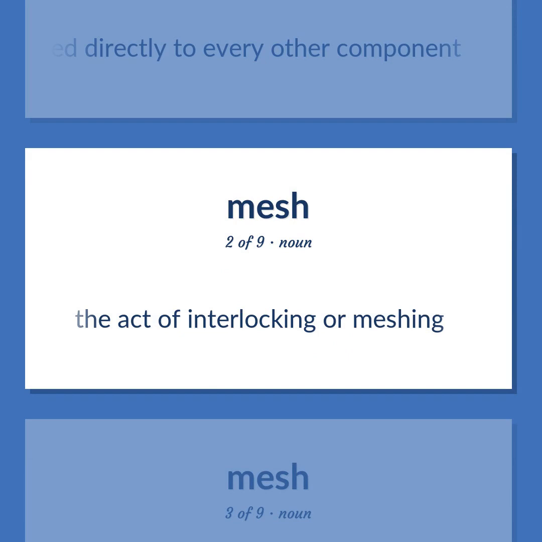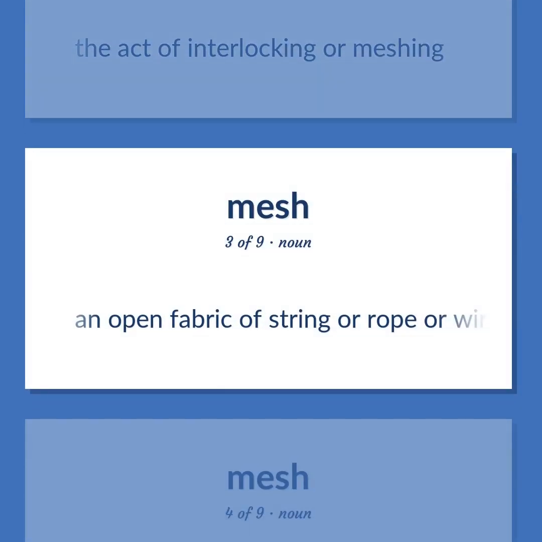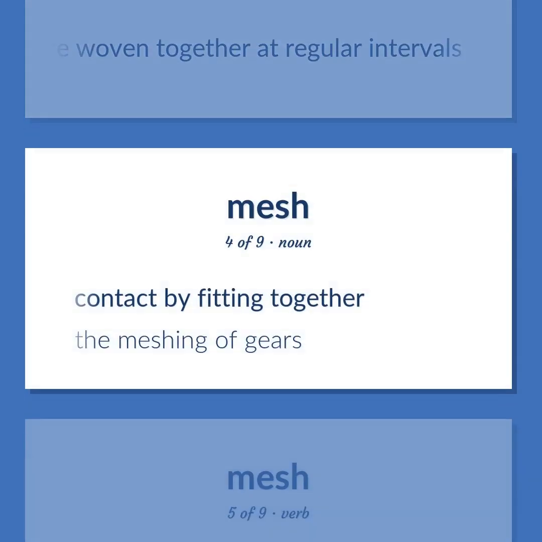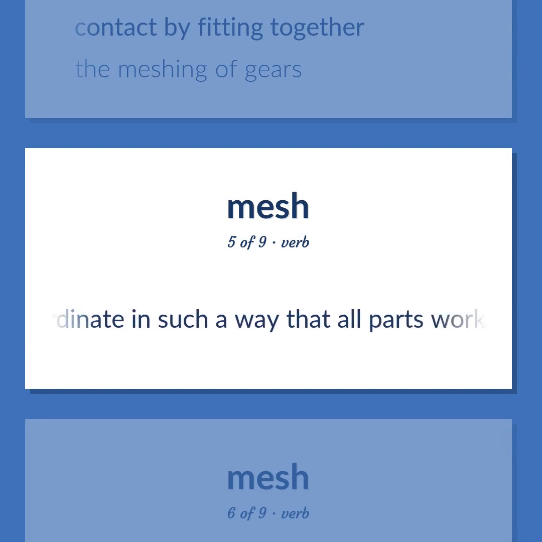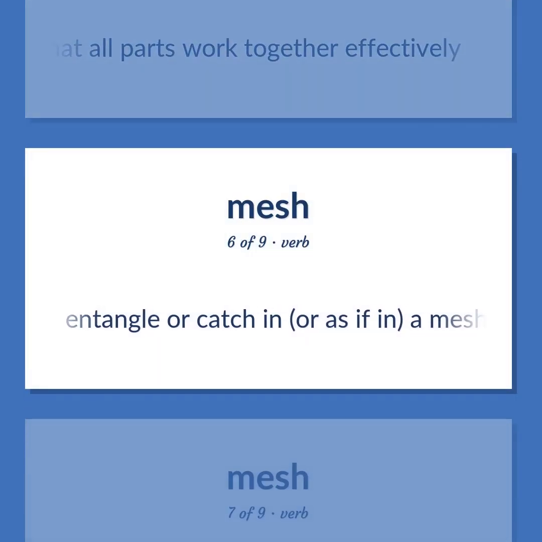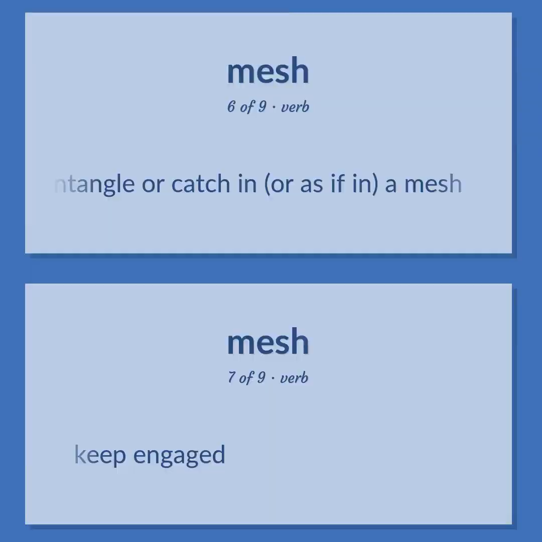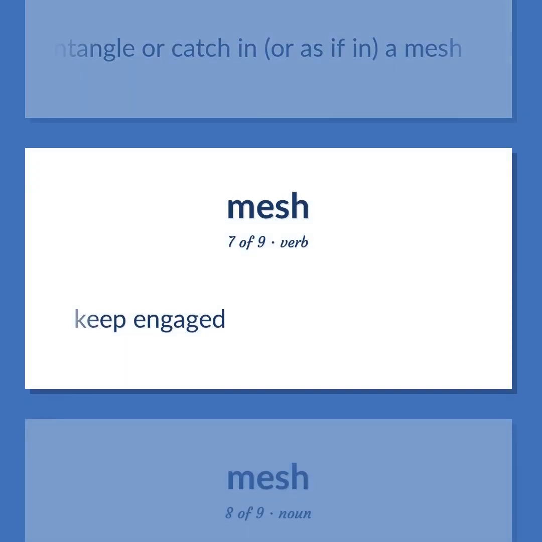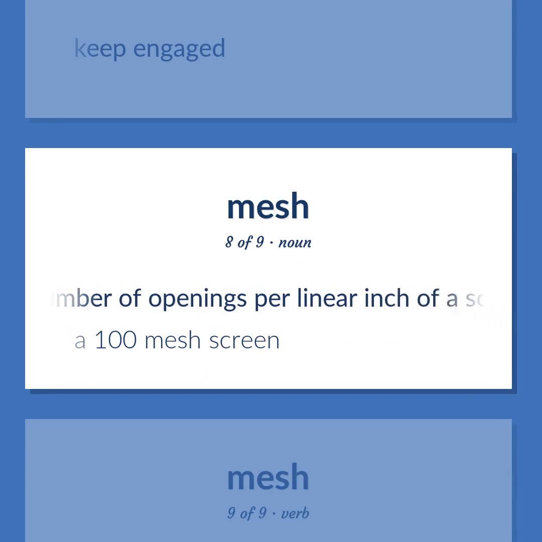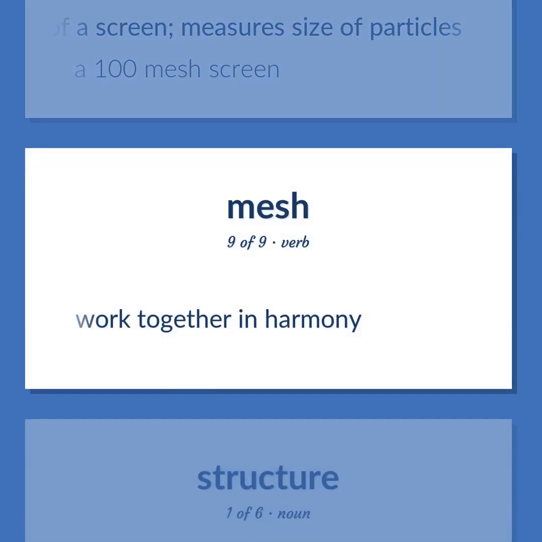The act of interlocking or meshing. An open fabric of string or rope or wire woven together at regular intervals. Contact by fitting together. The meshing of gears. Coordinate in such a way that all parts work together effectively. Entangle or catch in, or as if in, a mesh. Keep engaged. The number of openings per linear inch of a screen. Measure size of particles. A 100 mesh screen. Work together in harmony.